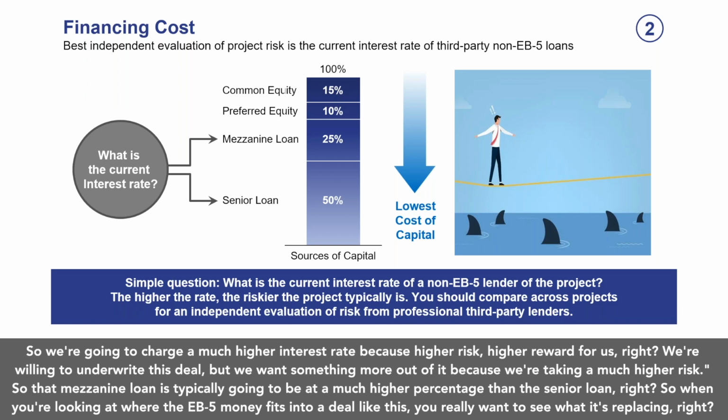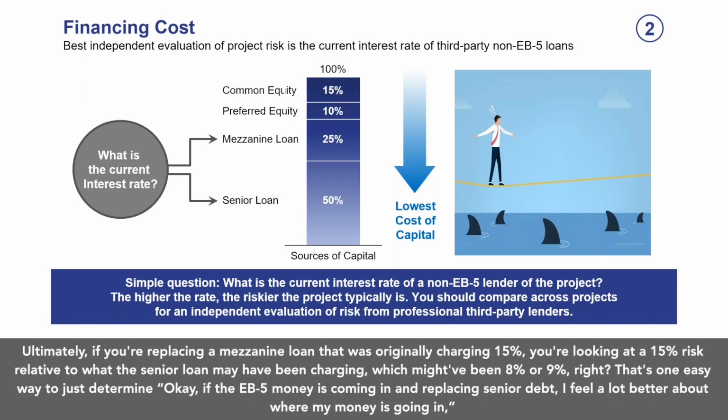So that mezzanine loan is typically going to be at a much higher percentage than the senior loan, right? And so when you're looking at where the EB-5 money fits into a deal like this, you really want to see what it's replacing, right? Ultimately, if you're replacing a mezzanine loan that was originally charging 15%, you're looking at a 15% kind of risk relative to what the senior loan may have been charging, which might have been like 8 or 9%, right?